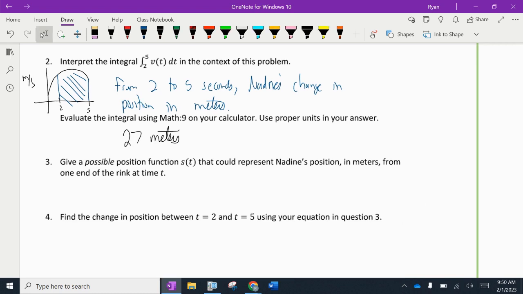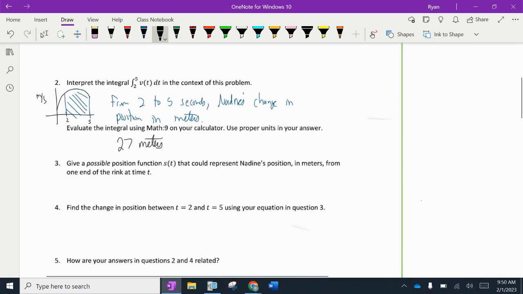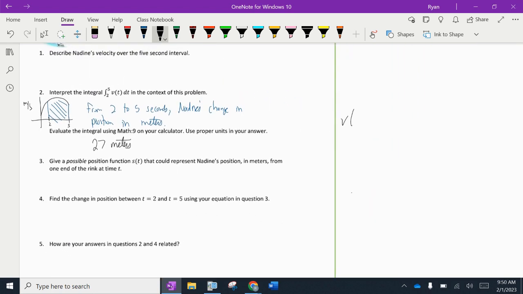All right, question 3. Give a possible position function s of t that could represent Nadine's position in meters from one end of the rink at time t. Now, some things we have to recall. Velocity is velocity, right? How does velocity relate to position? If I have a position function, what do I do with this to get to its velocity? The derivative. So S prime of t would be equal to V of t.